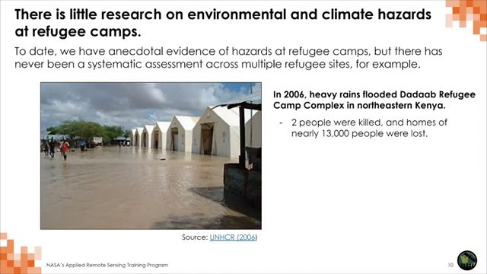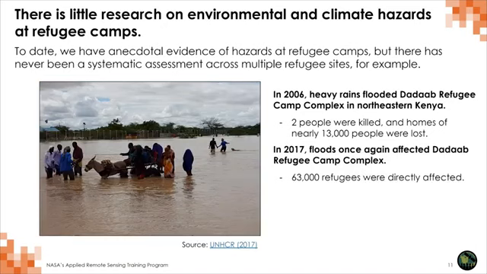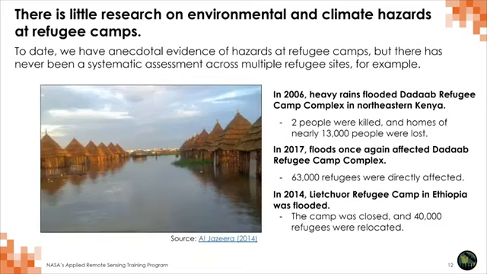In 2006, for example, heavy rains flooded the Dadaab refugee camp complex in northeastern Kenya. It was a deadly flooding event. 2 people were killed. About 13,000 people's homes were lost. In 2017, the same camp, Dadaab, was affected by another flood. In this case, 63,000 refugees were directly affected. And nearby, in 2014, the Liukior refugee camp in Ethiopia was flooded. Here's a picture of it on the left. It basically forced the relocation of 40,000 refugees.